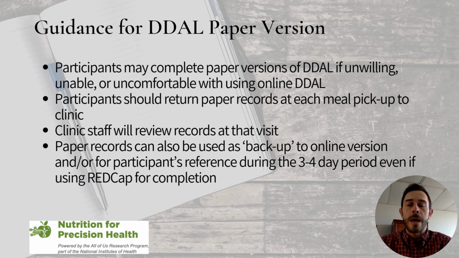In this case, what would happen is participants would be given those records at food pickup, and then when they return a few days later, staff would review those records on site and provide any additional questioning and information to gather details that may be needed for adherence counseling and for the scoring for non-adherence and adherence. It's also helpful to keep in mind that paper records could also be used as backups to online versions, or if participants really want to have a paper record as a point of reference as they go through their diets each day, that would also be permissible.